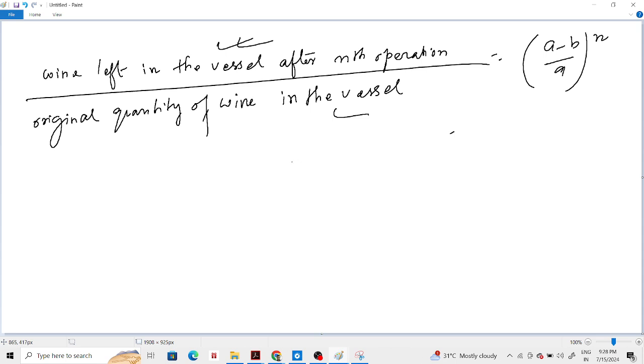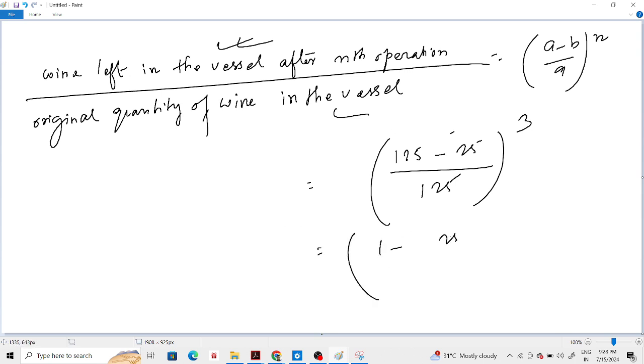Okay, so wine left after nth operation by original quantity of wine. So what is the amount of wine there? A vessel contains 125 liters of wine. 25 liters of wine is taken out and replaced by water. So what is the value of B? 25. What is the value of A? Again 25. How many times it is done? 3 times. দেখো তিনবার করেছে. 25 liters of wine was taken out of the vessel, that is one time. Then again 25 liters of wine mixture was withdrawn, one time. This operation was repeated for the third time, so that means 3 times it has been done, right?